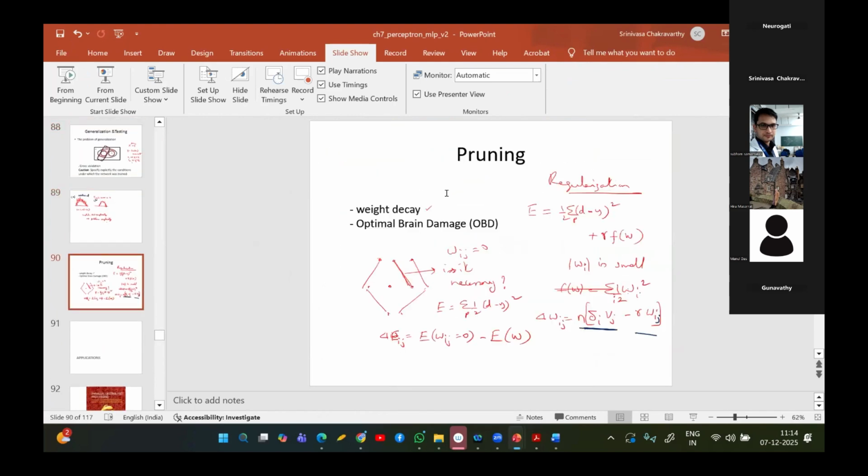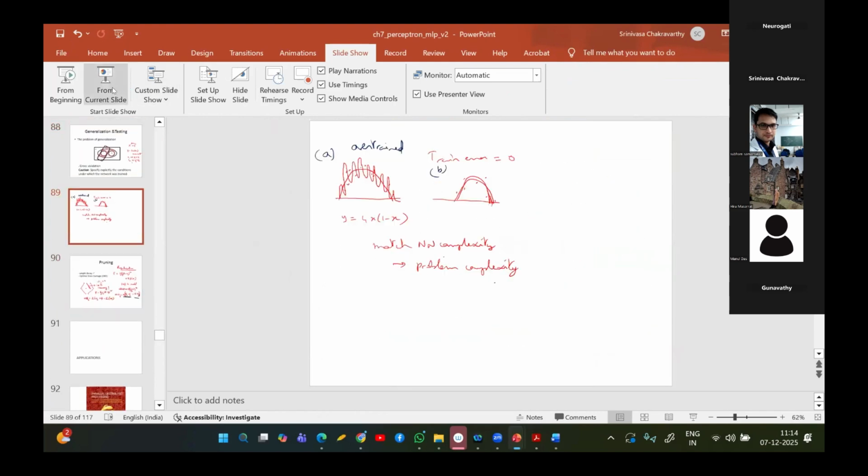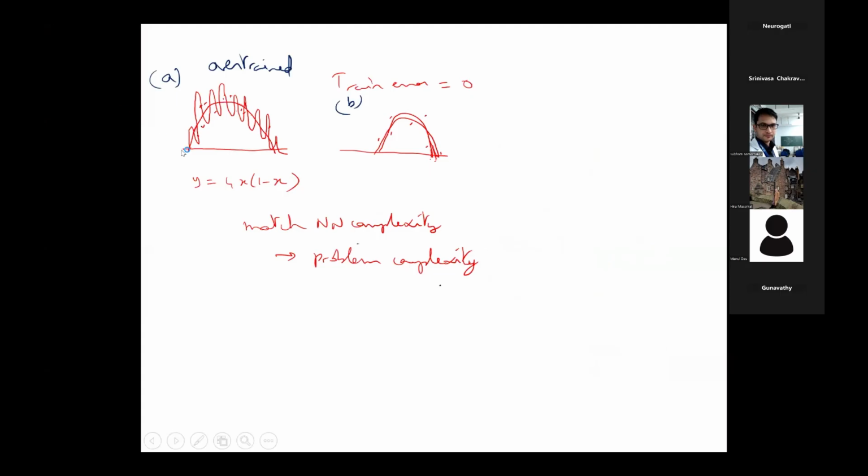So you see this example. My target function I'm trying to learn is this parabola, given by this formula y = 4x(1 - x). Now, when I take training data from this, I just take a bunch of data points and assume there is also some noise, so these data points don't exactly lie on this curve. Let's say I take some 10 or 20 data points and train the network.